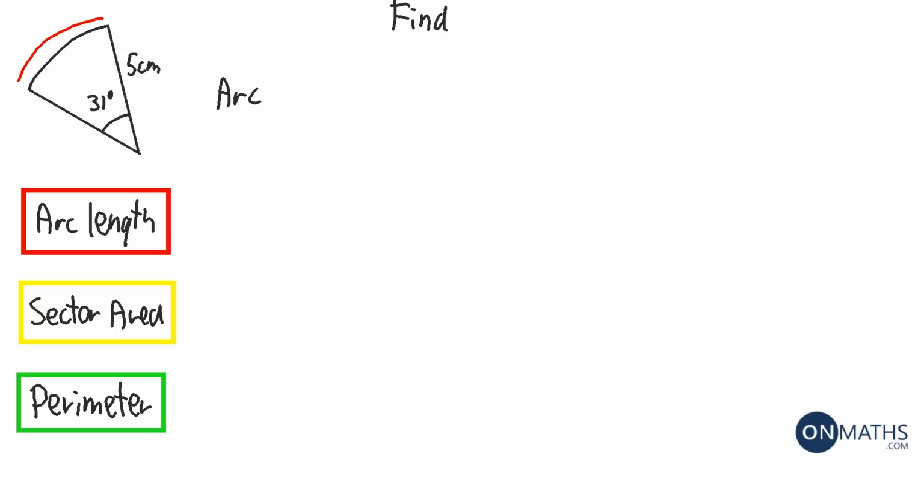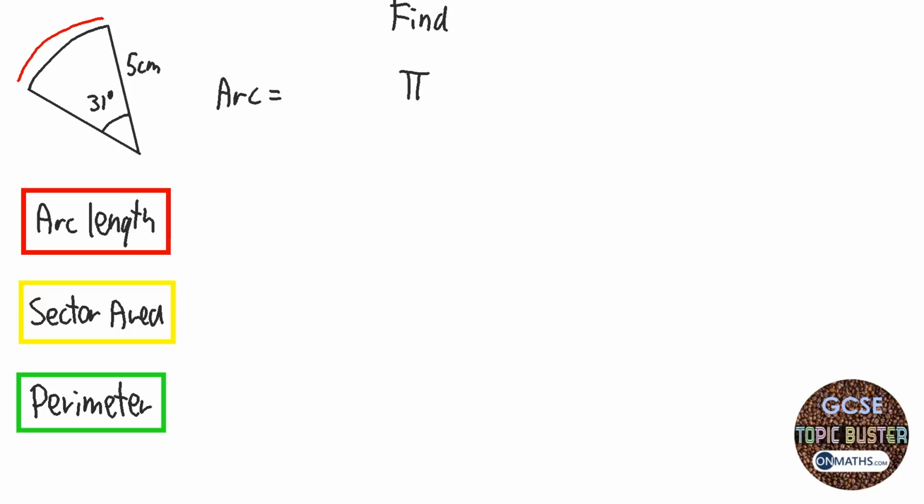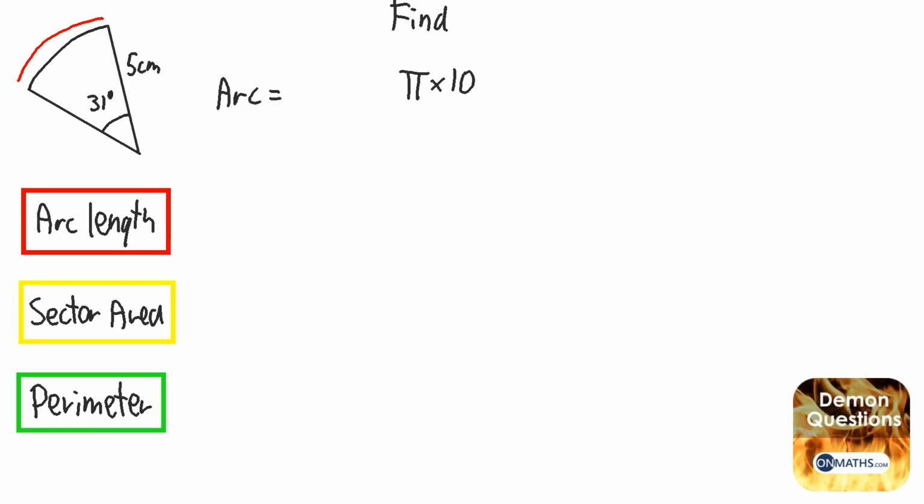So the arc would be, well, we first of all work out the circumference of the circle, which is pi times the diameter. So pi times, double 5 would be 10, because we're given the radius. And what we need to do is find out the fraction of the circle we have. Now, on the last question, we had a quarter of a circle, so we times it by a quarter. There's a really easy formula for this. We do the amount of degrees we've got, which is 31, and you put it over the total amount of degrees in the circle, which is 360.